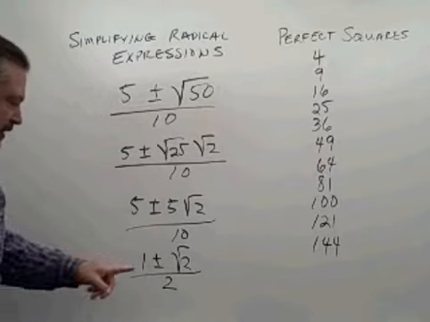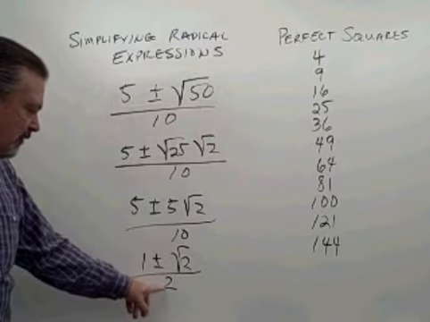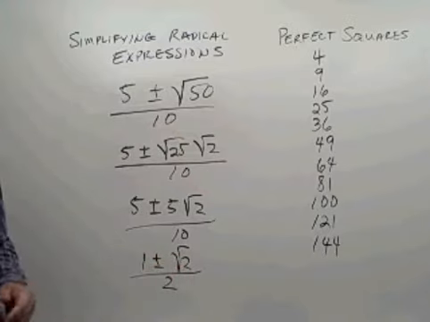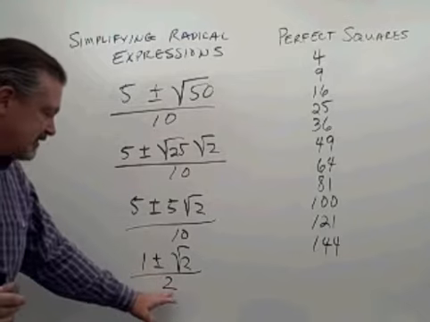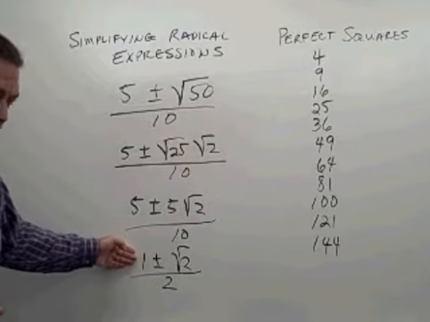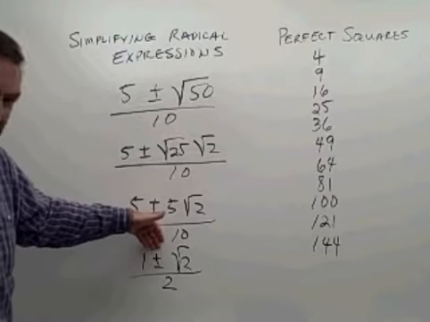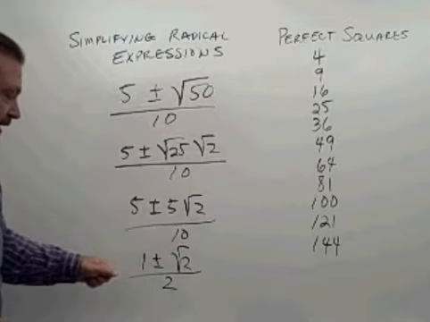Now, be very careful. Some students will then want to say, oh, the 2 can divide into the 2 here, and I'll have 1 plus or minus the square root of 1. No, there are two problems there. If you tried to divide the 2 into this term, you'd have to divide it into this term. You can't divide just into one term when the terms are joined by addition or subtraction as they are here.